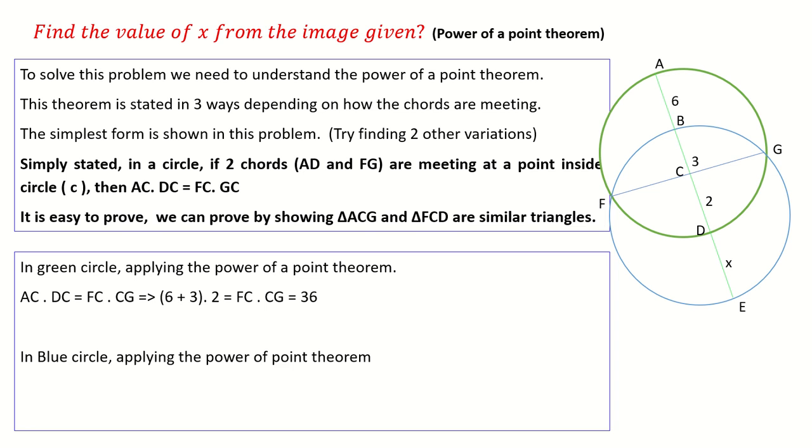Now apply the same power of point theorem in the blue circle. So here it will become FC into CG equals BC into CE. So that is 36 equals 3 into 2 plus x, since CE is 2 plus x. That implies 2 plus x equals 12, and x equals, sorry, 10. It's not 12, it's 10. x equals 10. That's the answer.